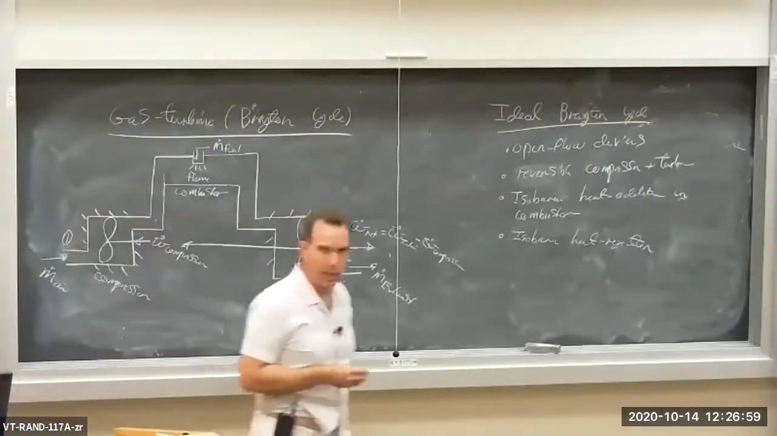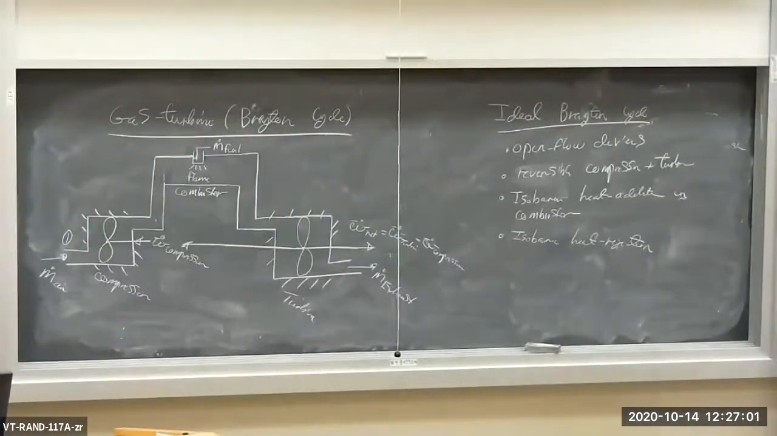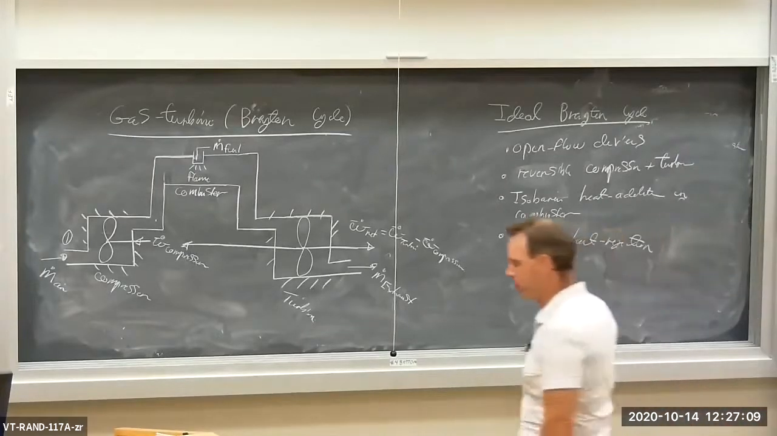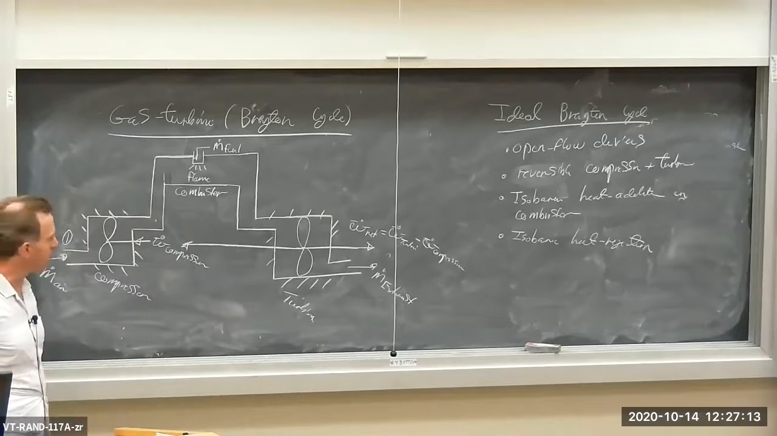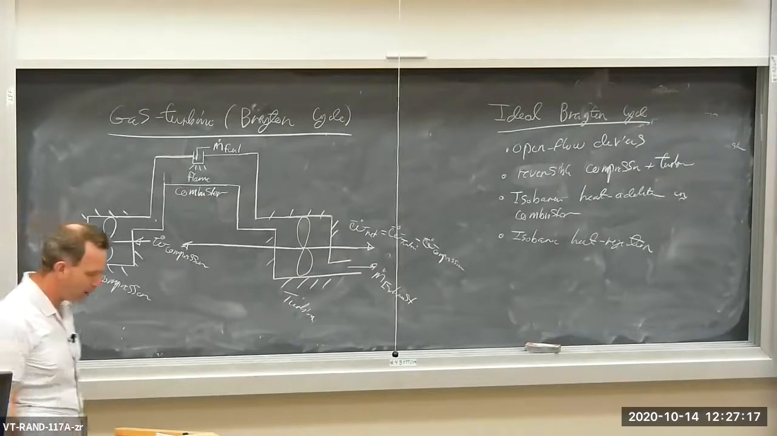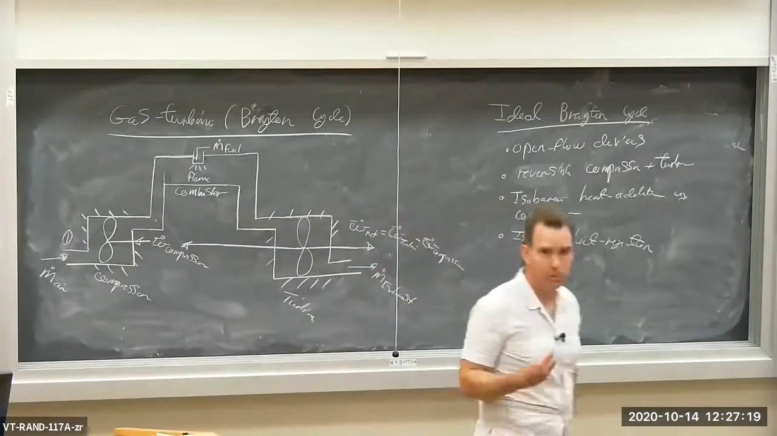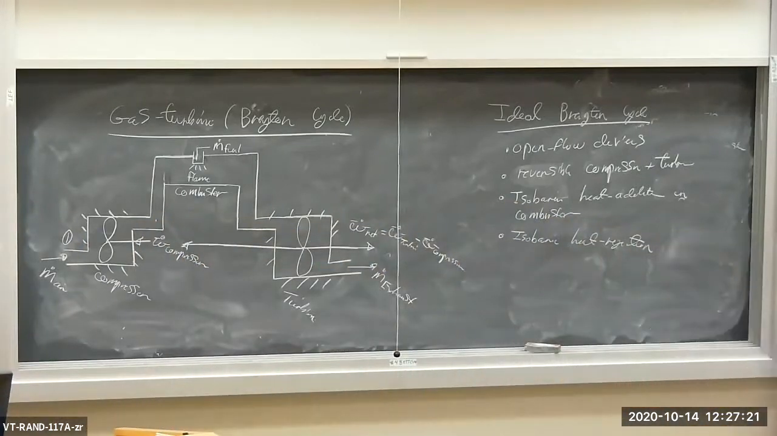Okay, let's look at an open flow device, not a closed system, but an open device that produces work, and that is called the gas turbine. The gas turbine is modeled as a Brayton cycle. The Brayton cycle is used to represent a gas turbine. So how does a gas turbine work? Well, it uses one compressor, or perhaps multiple compressors. We'll talk about that later.